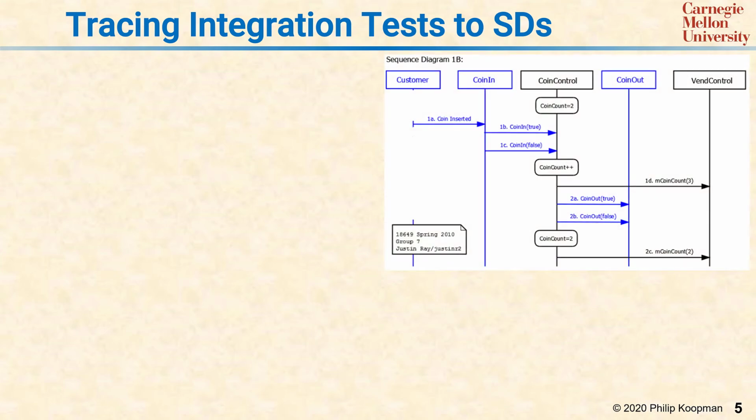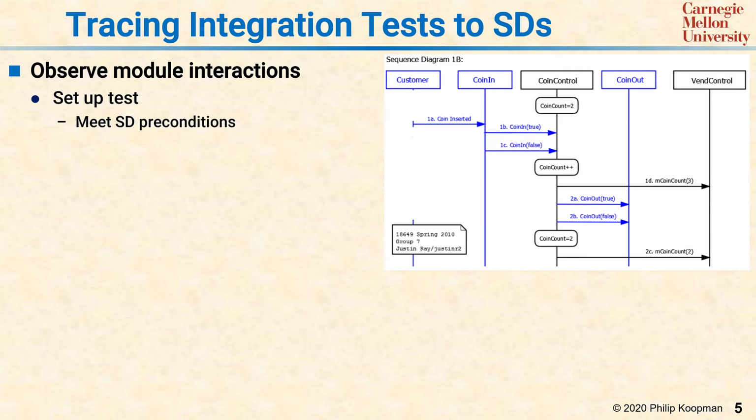It's important to realize that the point of an integration test based on a sequence diagram is not simply the end result. In this example, there's a sequence diagram that shows a vending machine that takes 2 coins for a purchase, receiving a third coin and refunding it automatically, going back to 2 coins inside the machine ready for a purchase. The integration test for this sets up the machine, makes sure that the machine thinks it already has 2 coins, and then pops in another coin.